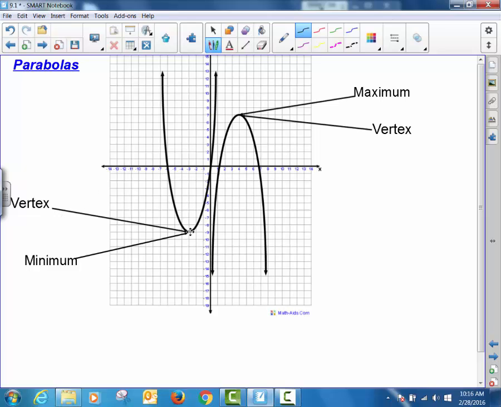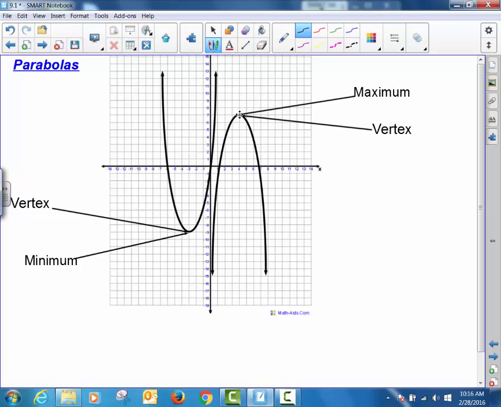The vertex is located at the lowest point or the highest point on the parabola, okay? On the closed end. When it faces up, the lowest that the vertex can be located is called the minimum. That is the lowest y value. In this case, the lowest y value is -9. So the minimum would be -9. In this case, the maximum value is 7.